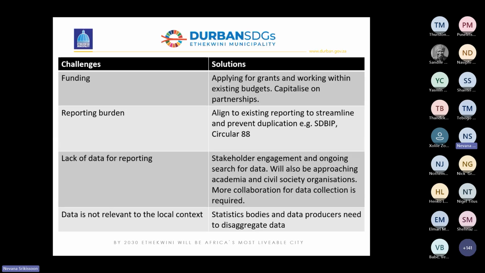There is a reporting burden. So what we did is we tried to align the existing reporting to the SDG indicators so that we streamline and prevent duplication. For example, the SDBIP indicators, Circular 88, etc. The new initiatives will involve looking at the new urban agenda indicators and trying to align that as well.